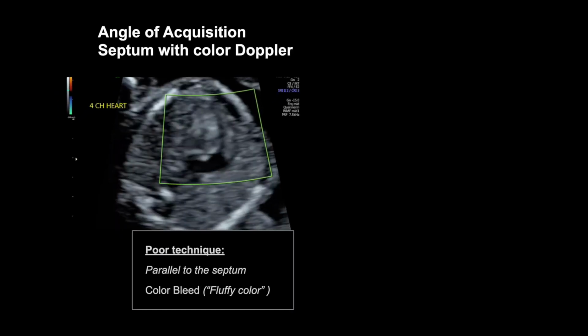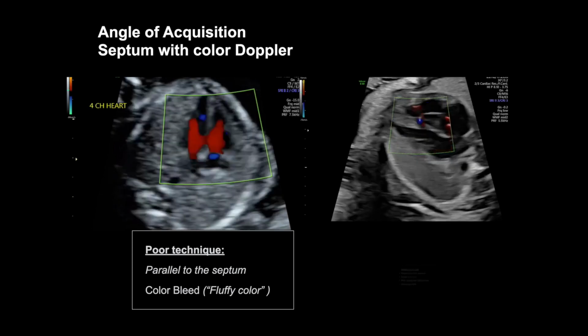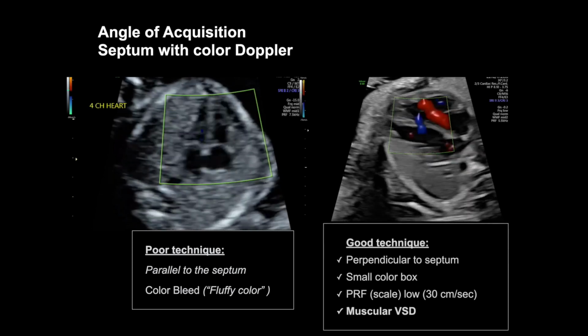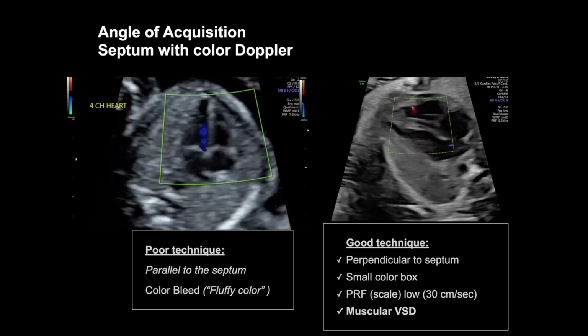So this is really poor technique. We're coming in parallel to the septum. This is color bleed, or what we call fluffy color. This is the way we want to be coming in. Again, it doesn't need to be perfectly perpendicular, but it should be at an angle.